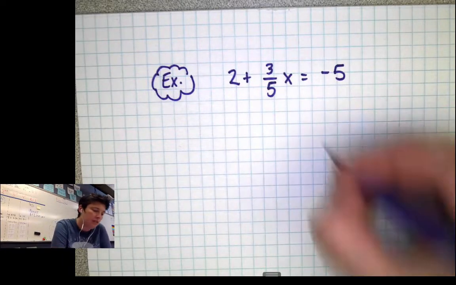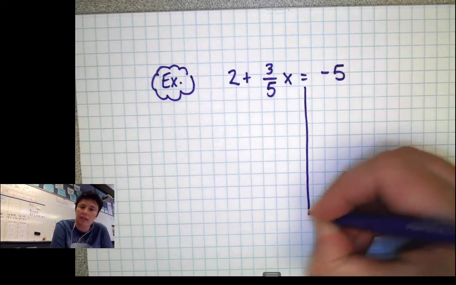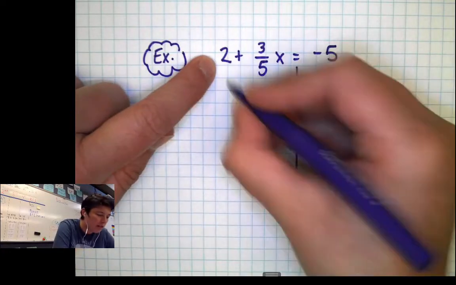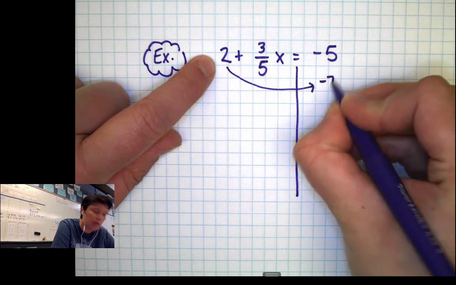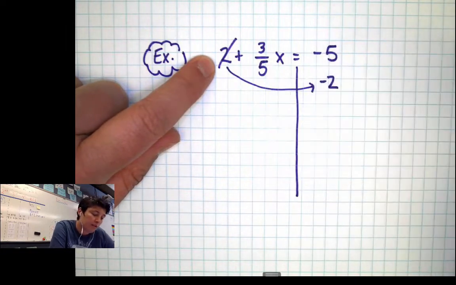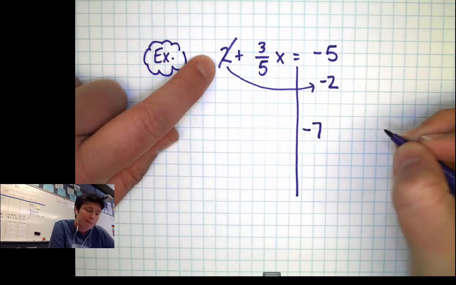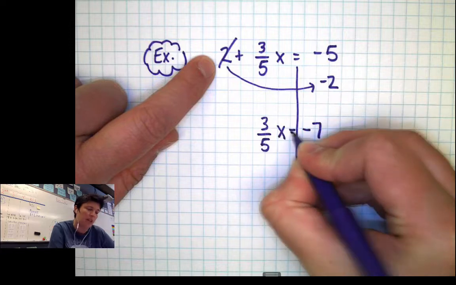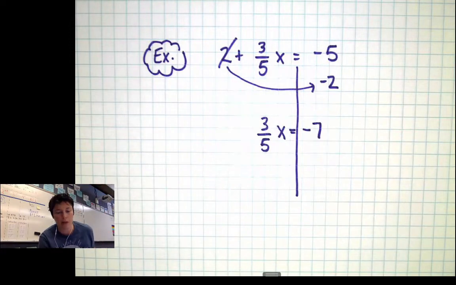Same story, line down the equal sign, isolate the variable, get x all by itself. I would flip this 2 over to the other side, make it a -2. That would definitely be one of my first steps. And then I have -5 and -2 make -7. But then I still have 3/5 x equals -7. Okay, so now what do I do?